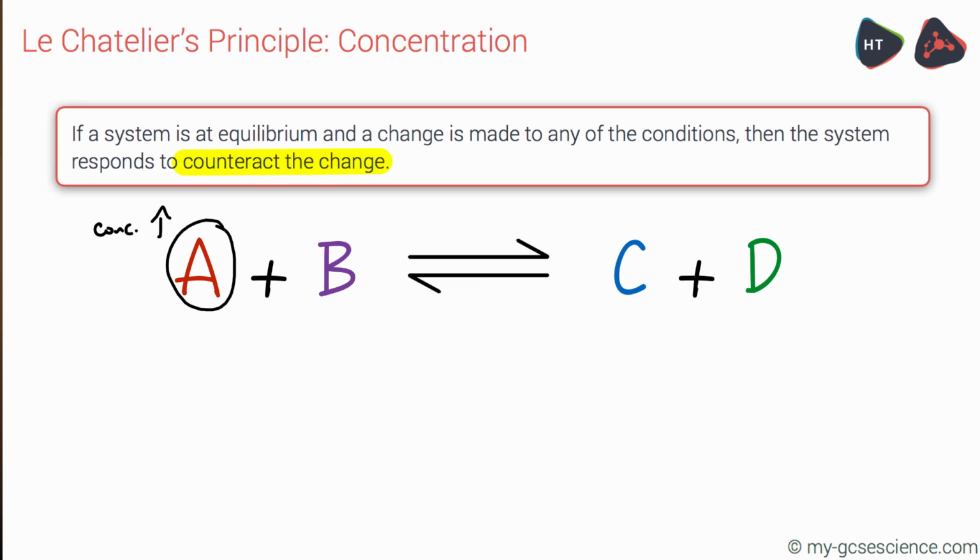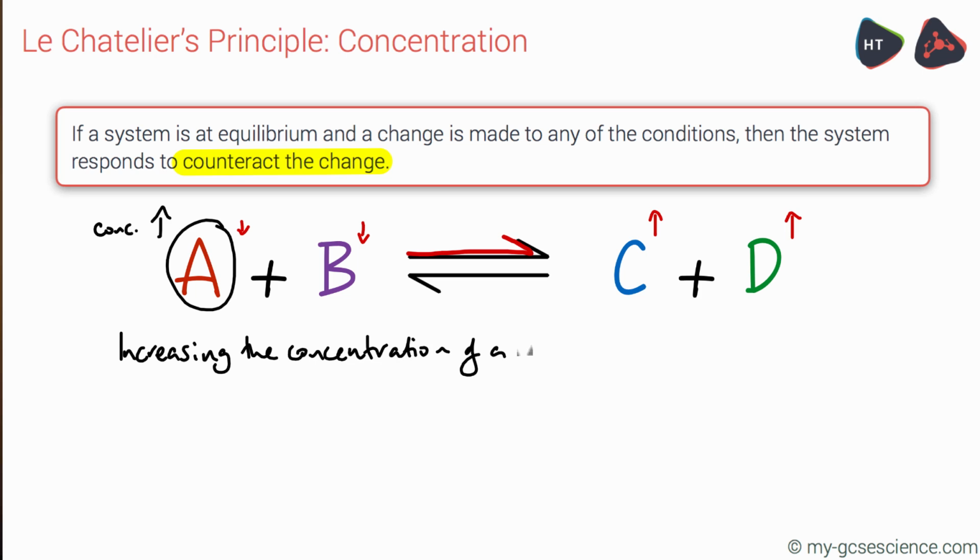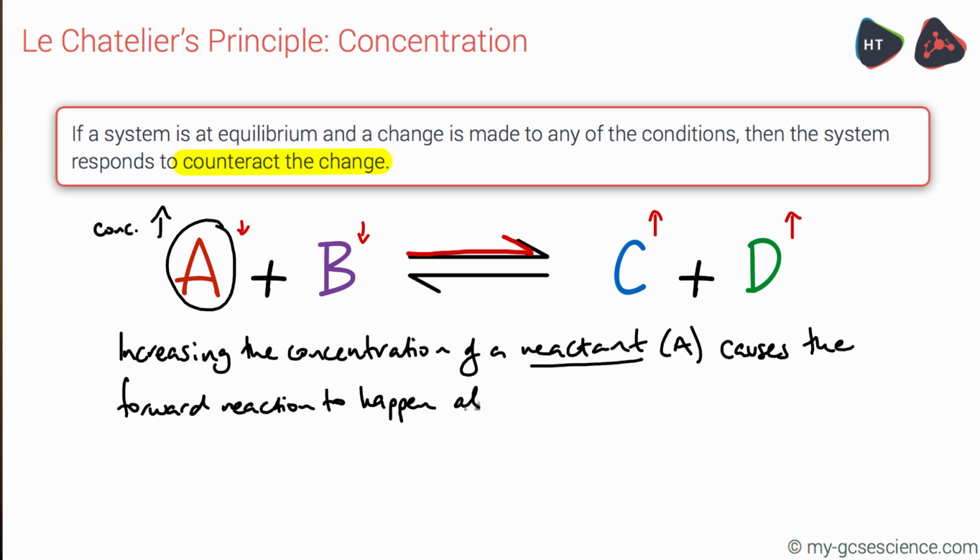Well, if we've increased the concentration of A, that means we've given the reaction more particles of A. This favours the reaction in the forward direction from left to right and creates more products of C and D and uses up more of A and B, the reactants. By giving the system more particles of the reactant, it causes the forward reaction to happen at a faster rate than the backward reaction. While this is happening, of course the system is no longer at equilibrium because the rates of the forward and backward reaction are different.